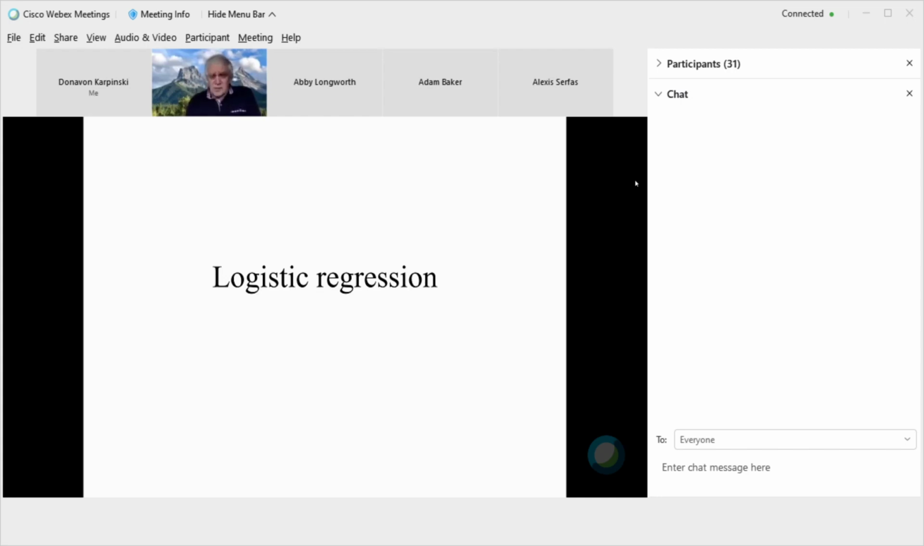Okay, today we're going to speak about a technique that's very important in statistics, logistic regression. It's different than linear regression in that the dependent variable, y, is not continuous. The dependent variable is categorical and has just two categories.